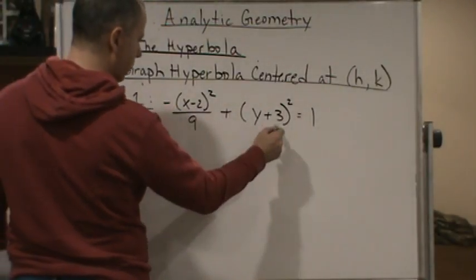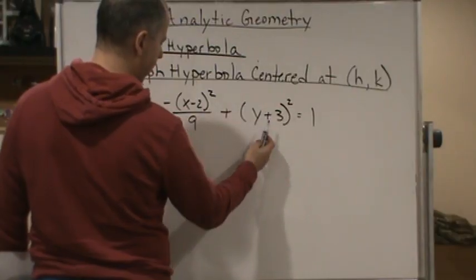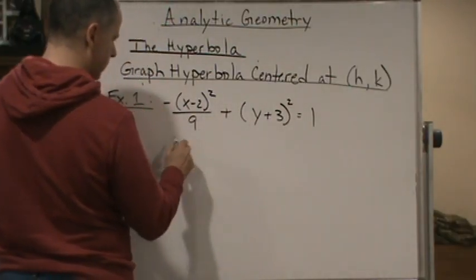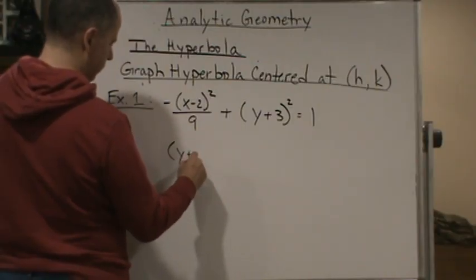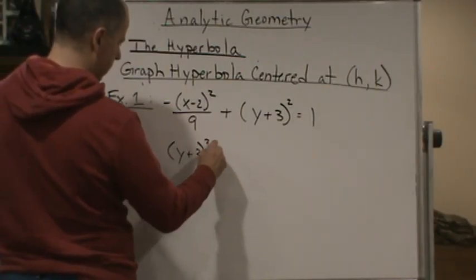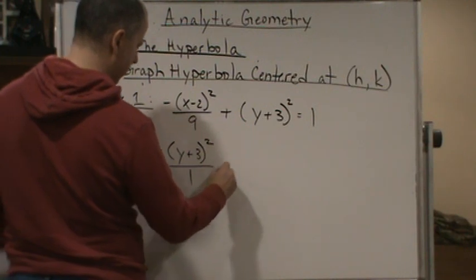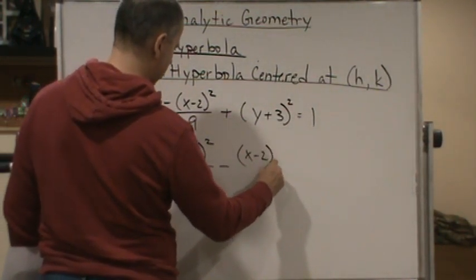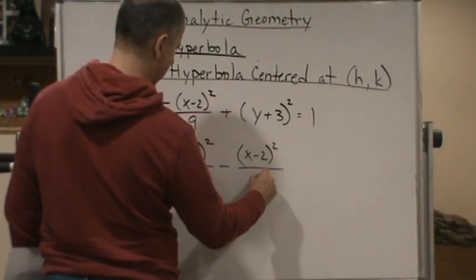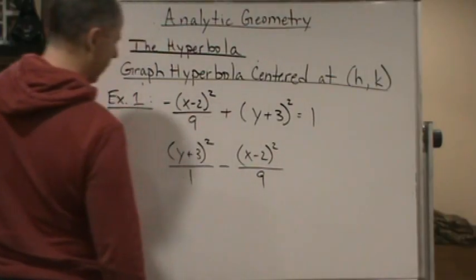So let's rewrite this so that it looks more like the standard form, okay? I'm going to write this over 1 too, because this isn't normally the way. So there's a 1 underneath here. So let's make it look a little better, well, not better, but easier to see. Okay, so I'm going to put this over 1 and then minus (x minus 2) squared over 9.